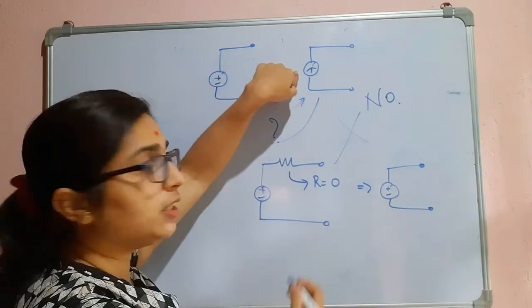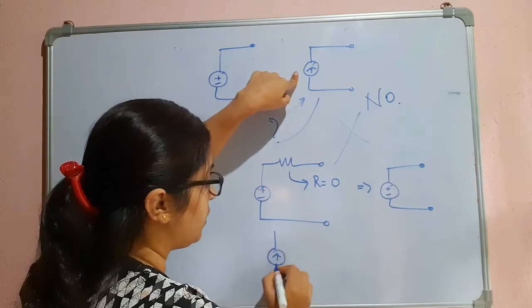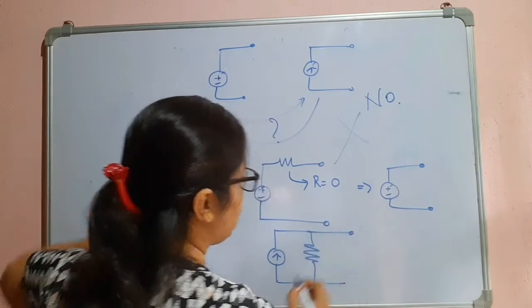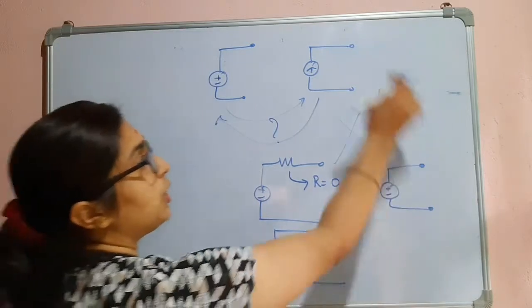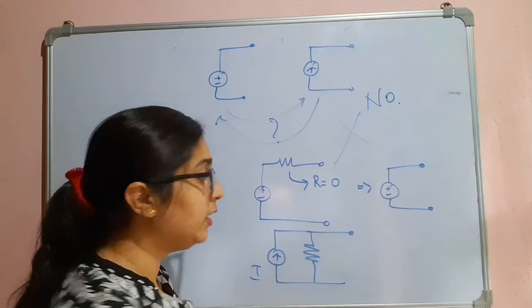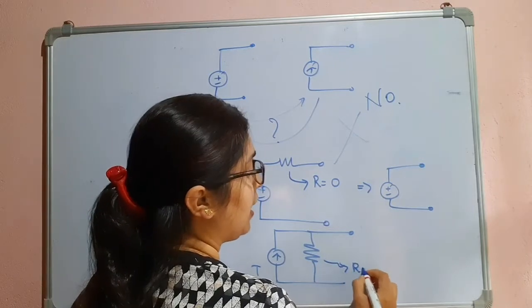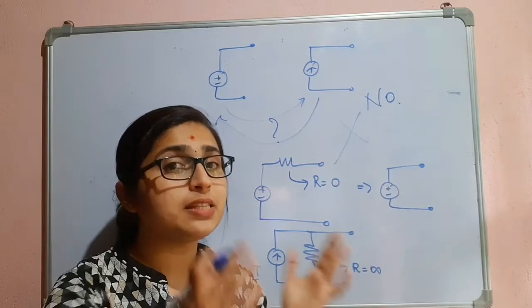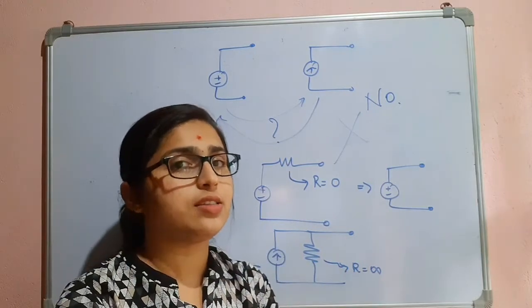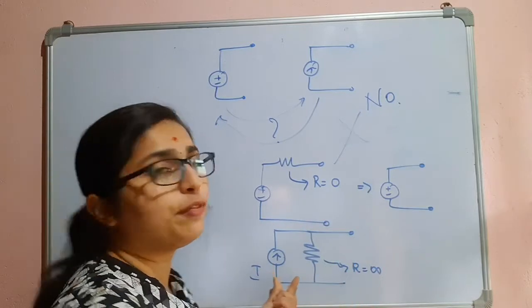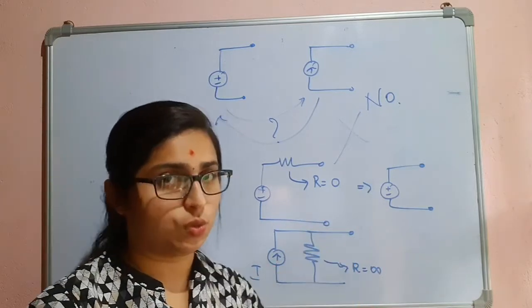To convert the practical current source, which has resistance in parallel with it, to the ideal current source, what modification should be done? Here it should be R equal to infinite. When R is infinite, it is offering very high resistance. So this becomes open, and you are left only with the ideal current source.